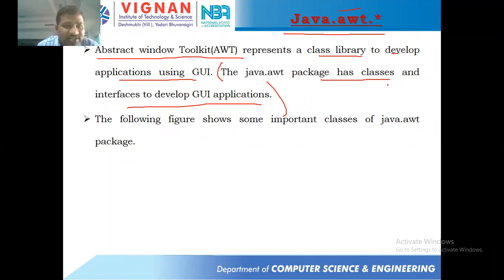Make a note of this. Keep adding java.awt, and then take one point that java.awt, that is Abstract Window Toolkit package, has classes and interfaces to develop GUI applications.